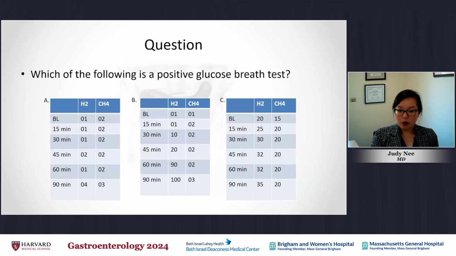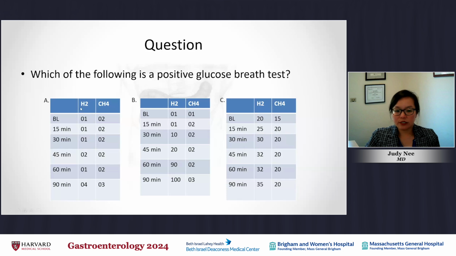So I'm going to start off the concept of interpreting the test by asking which of the following is a positive glucose breath test for SIBO. I've given you three choices here. This is across time. We're checking hydrogen levels and methane levels.